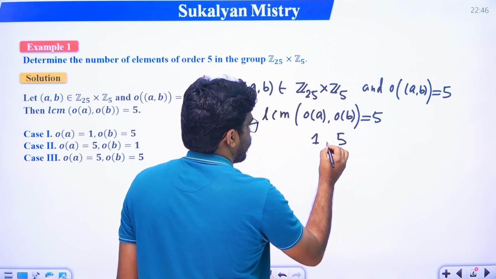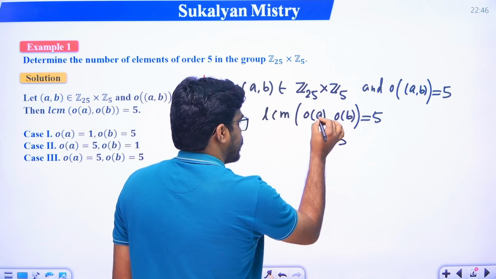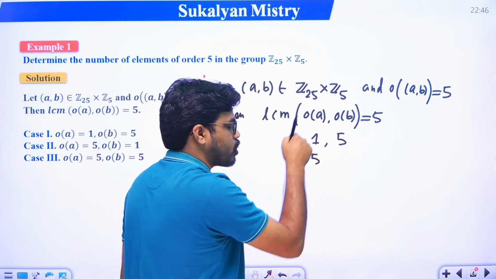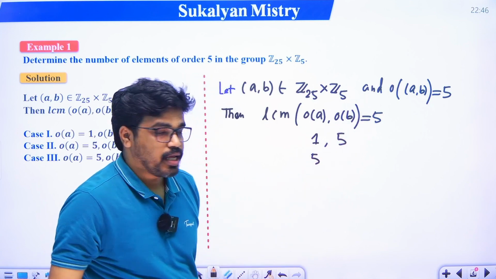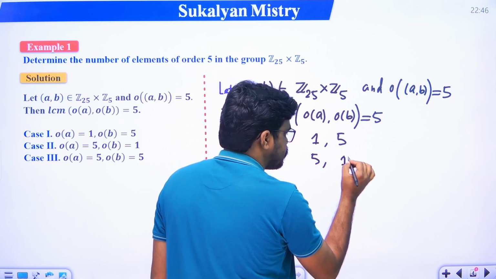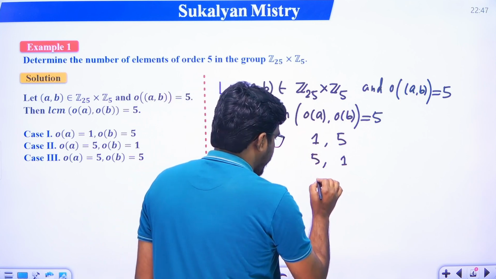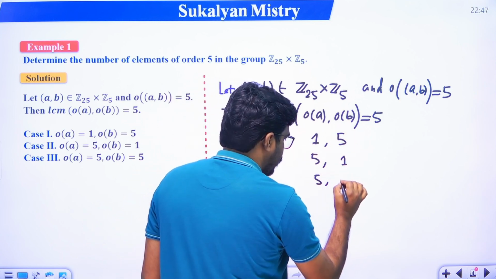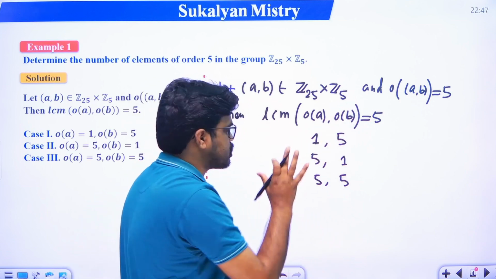5, এদের LCM 5, that is if order of A is 1 and order of B is 5, then LCM of 1 and 5 is 5. If order of A is 5, order of B is 1, then LCM করো 5 পেয়ে যাবে। If order of A is 5 and order of B is 5, দেখো 5 আর 5 LCM করো 5. So these are the possibilities.